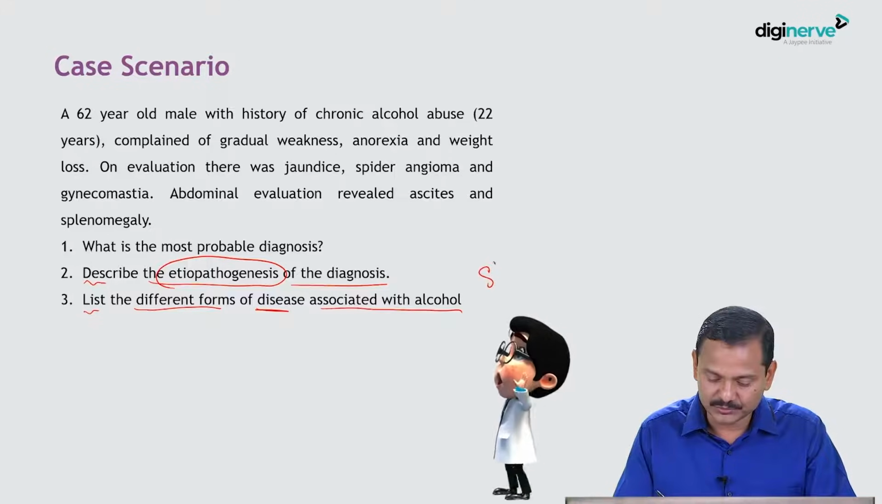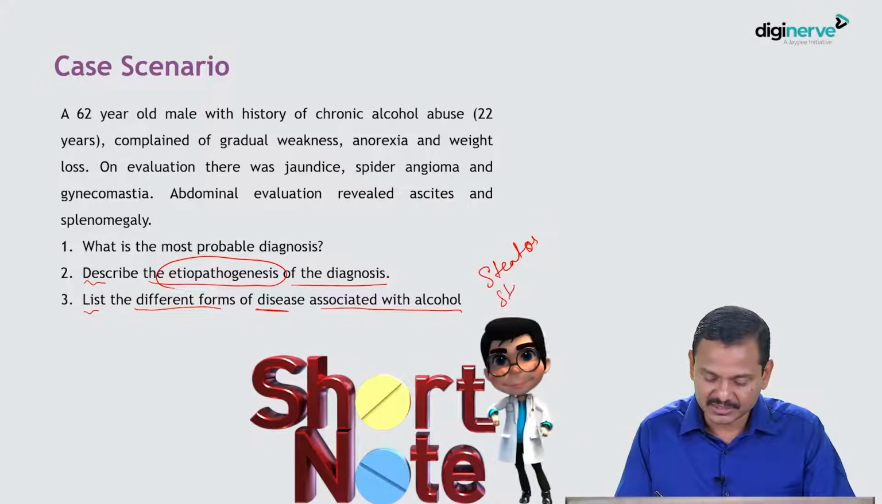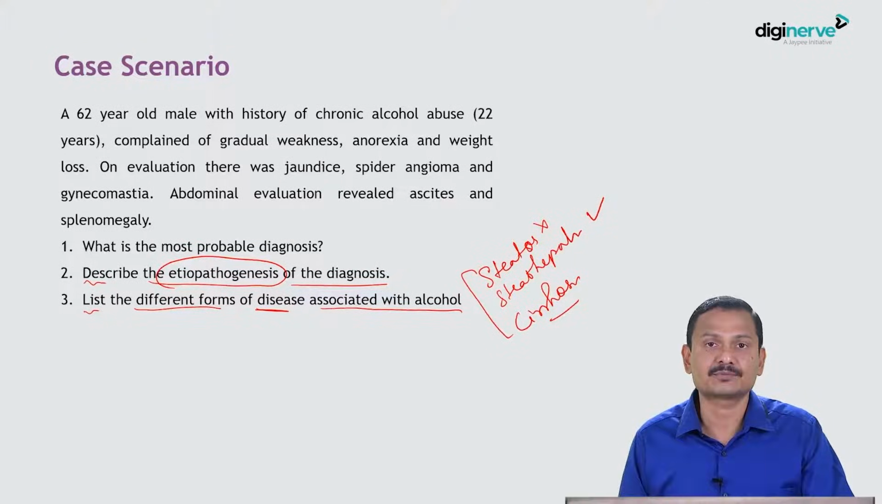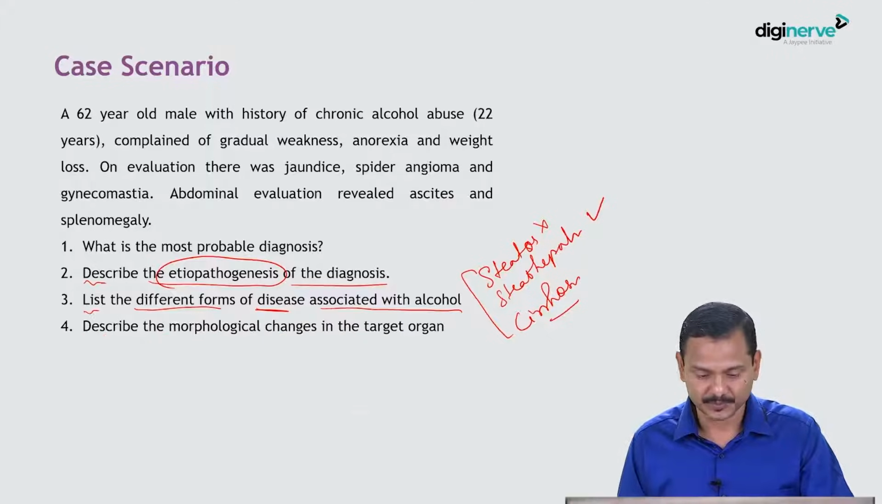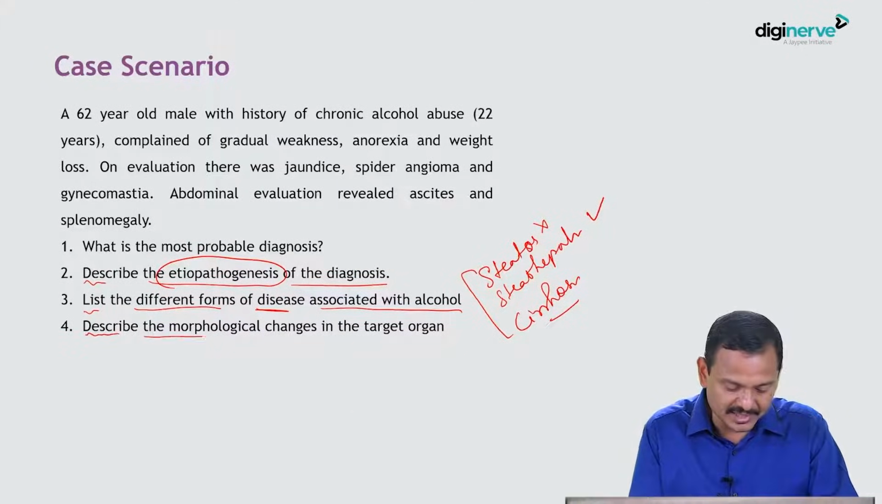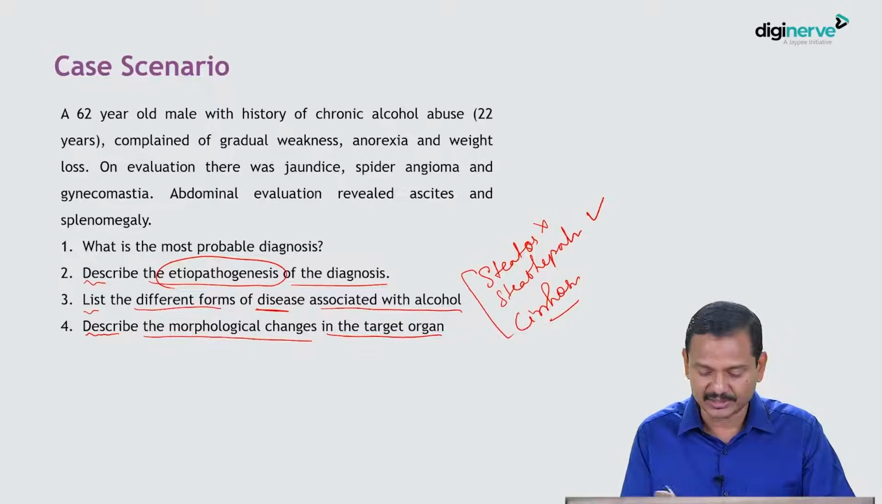Here you will have to write the three stages: steatosis, then steatohepatitis, where there is inflammation, unlike in steatosis, and then cirrhosis. So all these three stages you will have to describe in detail. Now we go to the fourth question, that is describe the morphological changes in the target organ, and as I have already told you, you have to elaborate on these three conditions.